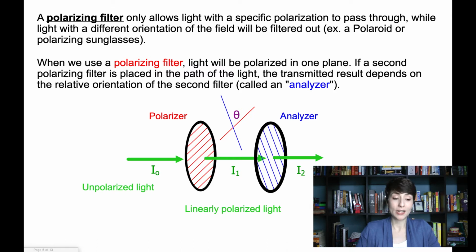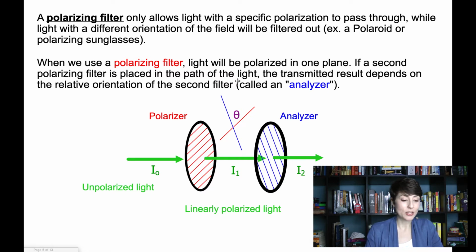When we use a polarizing filter, light gets polarized in just one plane. If we use a second polarizing filter after the first one, we can actually adjust how much light gets through, depending on the orientation of that second polarizing filter.